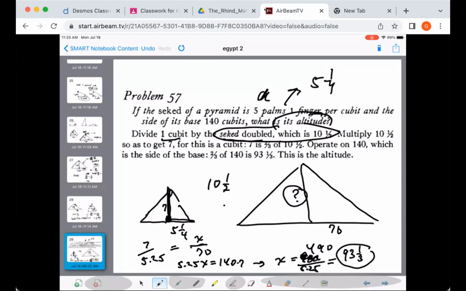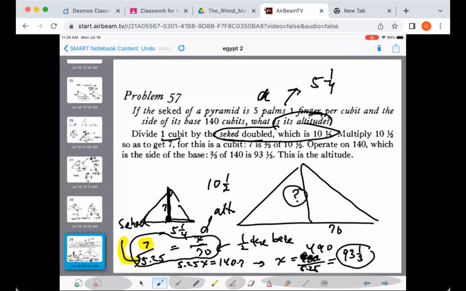I permit you to use this proportion. 7 will always be the numerator. The second will always be the denominator. And this will be the altitude. And this 70 will be half the base, not the whole base. So the second is kind of like slope. It's a recipe for making a pyramid that has a certain angle at its base. And that's very cool.